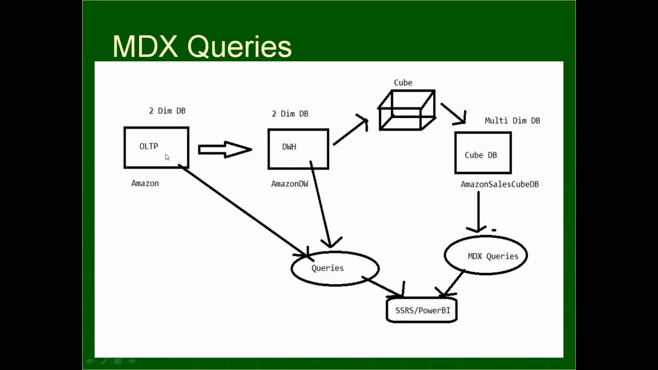Already we discussed OLTP and data warehouse, and we write normal queries in SSRS and Power BI reports. But in a cube, we have a cube database to retrieve the data. What queries do we write? MDX queries, and these are going to be used in SSRS and Power BI or any reporting tool. Clear?